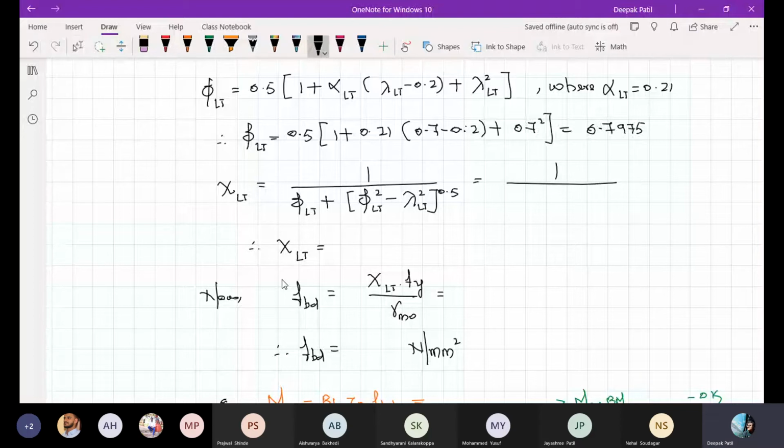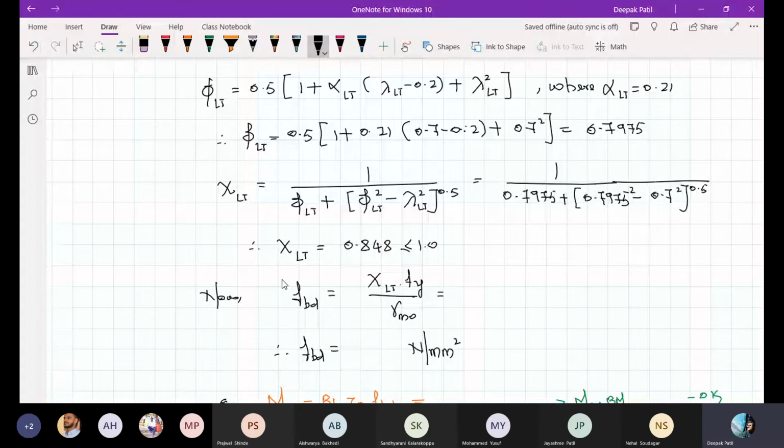Then I can calculate xi LT, which is given by this formula. So 1 divided by phi LT, which is 0.7975, plus 0.7975 square minus lambda LT square, where lambda LT is 0.7, and this whole thing raised to 0.5. So from this, I will get xi LT as 0.848, which is once again less than or equal to 1, so it is okay.